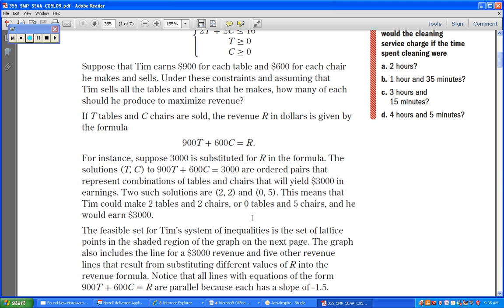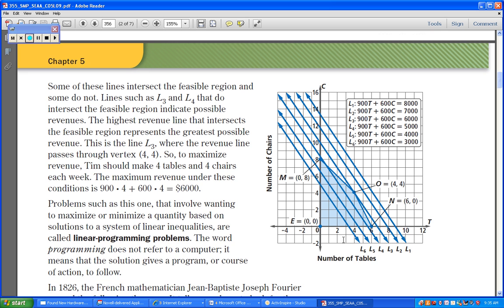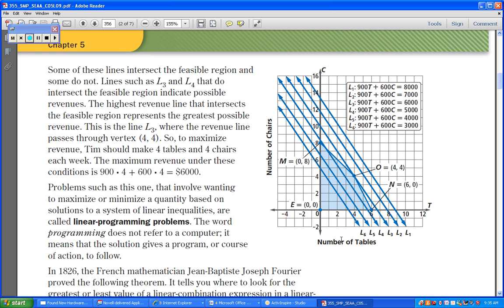If I was going to graph the system of inequalities, the lattice points, and this is what this is telling me here, are going to be our region. The feasible set for Tim's system of inequalities is a set of lattice points in the shaded region of the graph of those systems. It also includes the line for a $3,000 revenue and 5 other revenue lines. And this is what I want to talk to you about. This graph here. Okay, here is our feasible region. Do you see it? It's shaded.